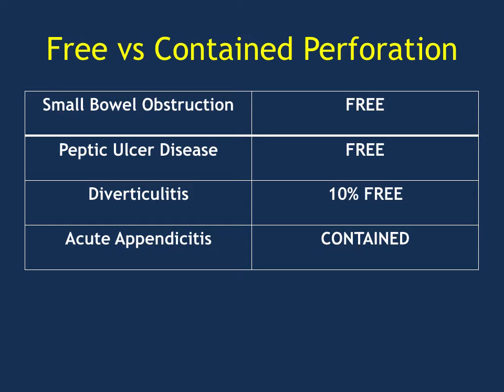Among the disease processes discussed in the previous slide, the likelihood of perforation being either free or contained varies. For example, bowel perforation from small bowel obstruction is almost always free and uncontained, as are perforations from peptic ulcer disease. Free perforation, on the other hand, from diverticulitis occurs only in about 10% of the cases, while free perforation in acute appendicitis is rare, and perforated appendicitis usually presents with a contained abscess or phlegmon.